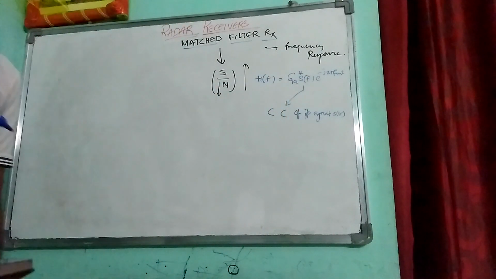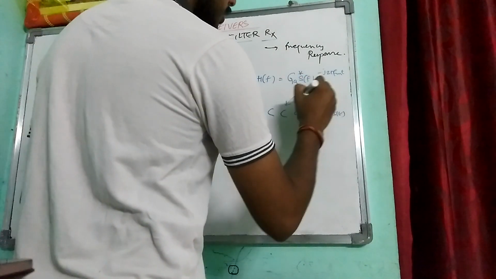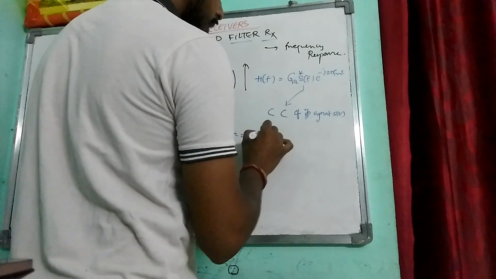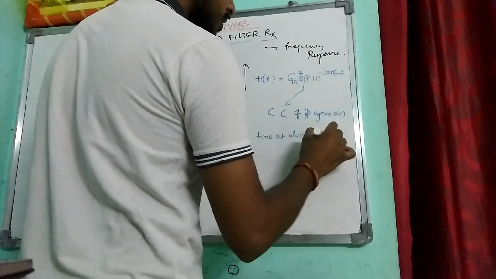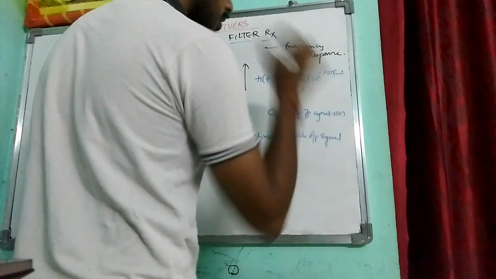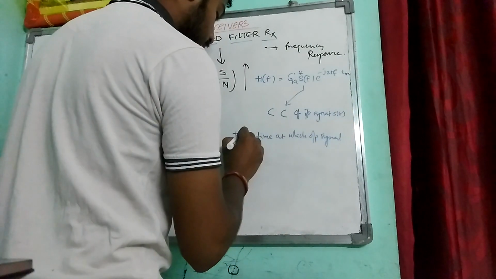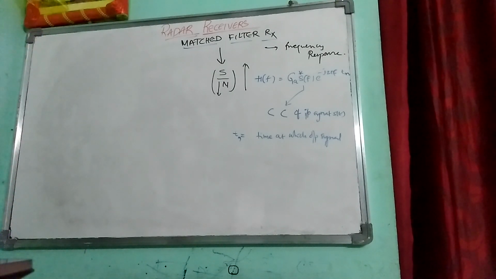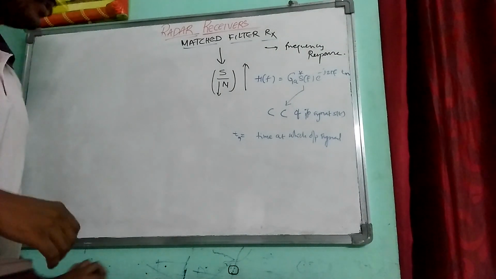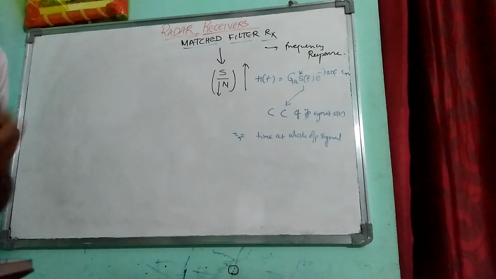Here t_m is the time at which the output signal is considered, whereas G_a is the constant. Using this expression, we should derive the relationship between the input signal and the output signal.